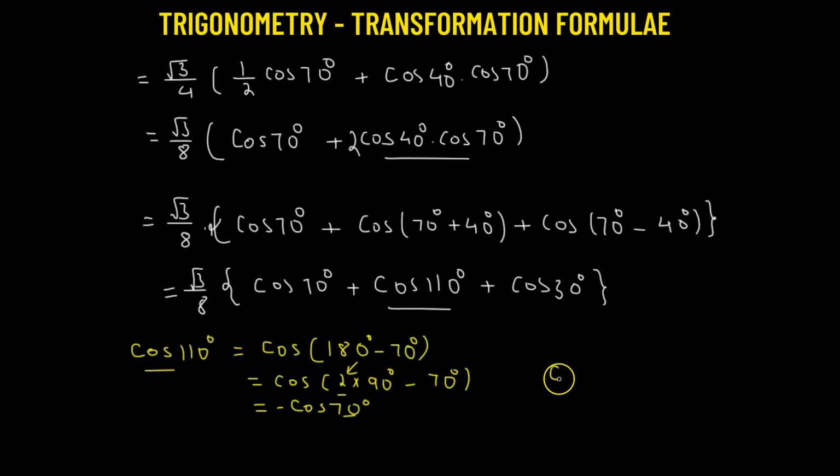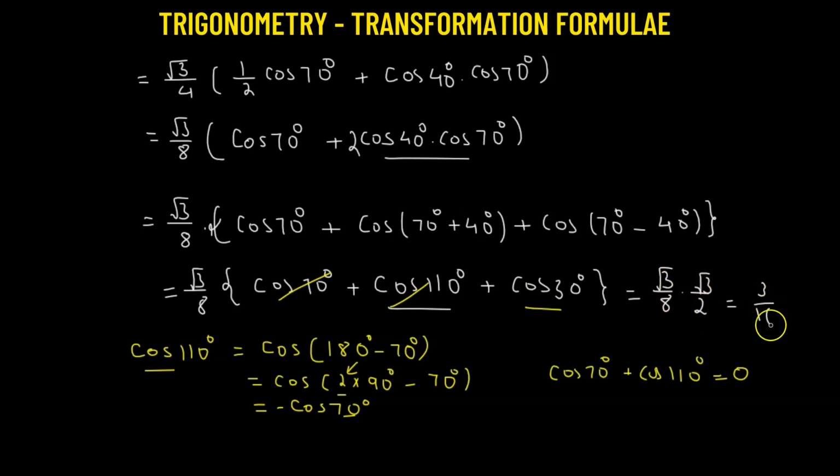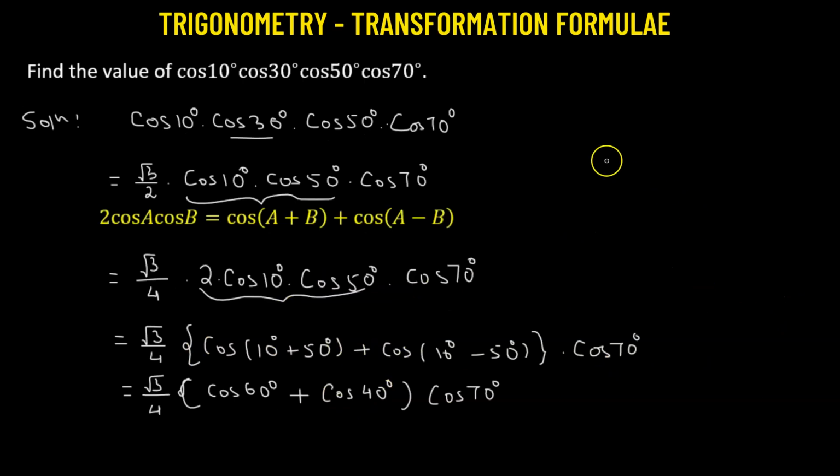Now this means that cosine of 70 degrees plus cosine of 110 degrees amounts to 0. So we can cancel out these two factors, and then we have cosine of 30 degrees, and that's square root of 3 over 2. So we should get square root of 3 over 8 times square root of 3 over 2. That should give us 3 over 16. So this is going to be the value of the given trigonometric expression. So that we got it as 3 over 16.